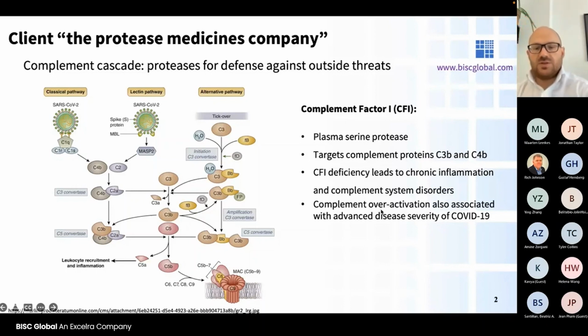Obviously the CFI protein is a key element of many pathways, and it plays one of the leading roles in deficiency, sometimes leading to very chronic inflammation, which is obviously not good for many reasons, and complement system disorders if there is a chronic inflammation process in place. So targeting that protein is important.